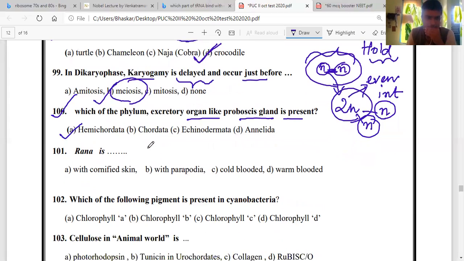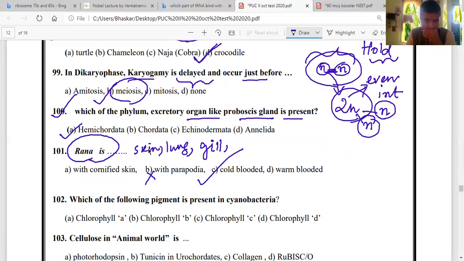Next, Rana is a scientific name of an amphibian, Rana tigrina, and you know they breathe through the skin, they can breathe through their lungs, and in the tadpole stage they have gills, correct? And they are poikilothermic, so those are cold-blooded animals. Other options are irrelevant. Cornified skin is not found here. It's in reptiles. Parapodia is found in Nereis.